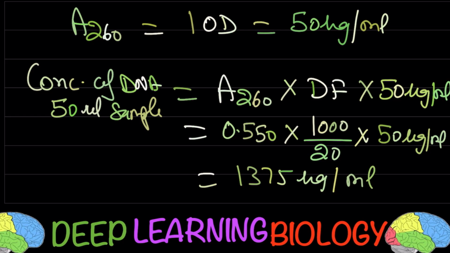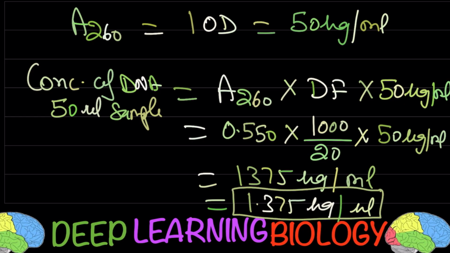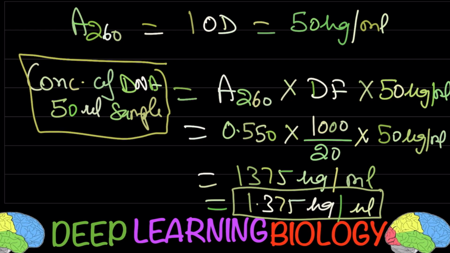Here you can convert into microliter. 1 ml has 1000 microliter, so if you solve this, it will be 1.375 microgram per microliter. So this is the concentration of DNA in your stock, the 50 microliter sample.